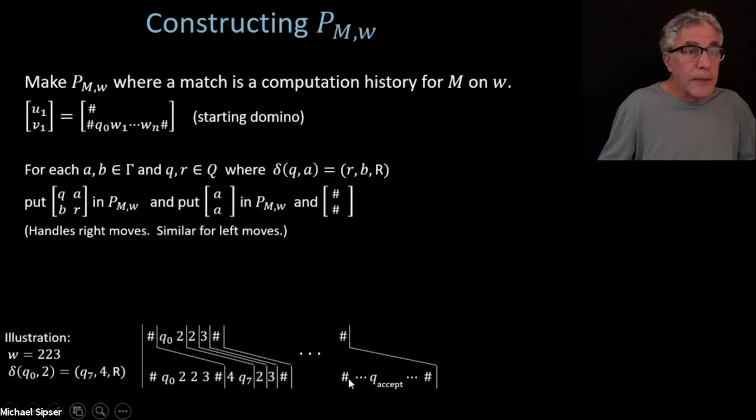Well, up until this bottom thing is the computation history, but it's not a match because the top doesn't equal the bottom. There's still extra stuff at the bottom, which the top doesn't have. So what I'm going to need to do now is add some additional pseudo steps of the machine, where I'm going to allow the top to catch up to the bottom.